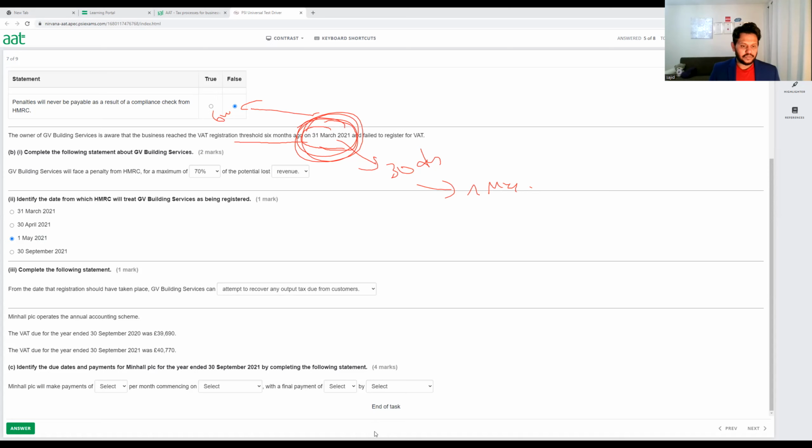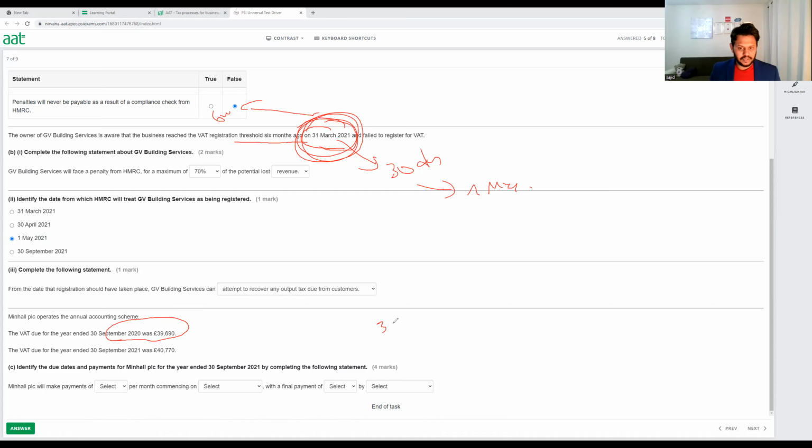All right. So the first thing we need to know, how much is the VAT? So VAT was 39,690. That's for the last year. And we know how we calculate the annual accounting scheme. So we take 90% of the last year liability, divide by 9 equal installments, and we pay from month number 4 to month number 12. So we say M Limited MPLC will make a payment of how much for the month commencing. So let's have a look at how much it is.